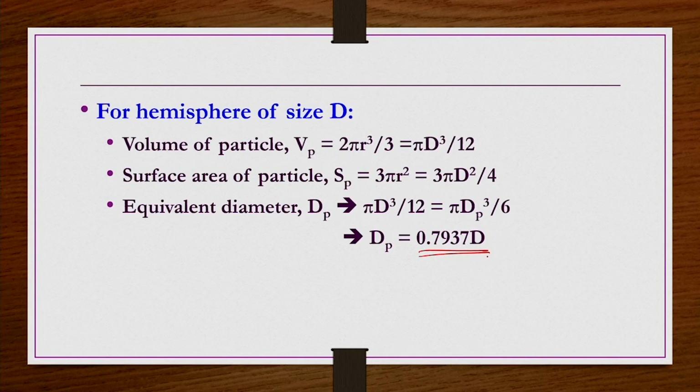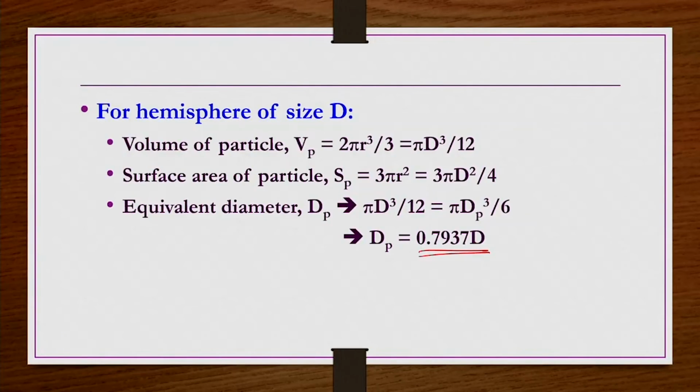Here the equivalent diameter of the hemisphere is smaller than its original size d, it is 0.7937 d. That is the reason if you take a spherical particle with the same volume as a hemispherical particle, then the surface area of the hemispherical particle is going to be smaller than the surface area of the spherical particle, because the equivalent diameter of the hemispherical particle is less than its original size.